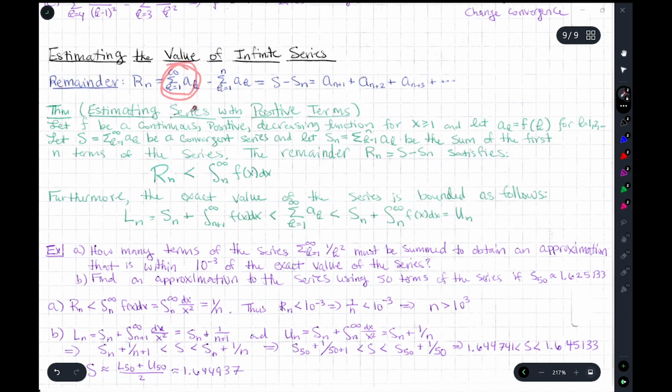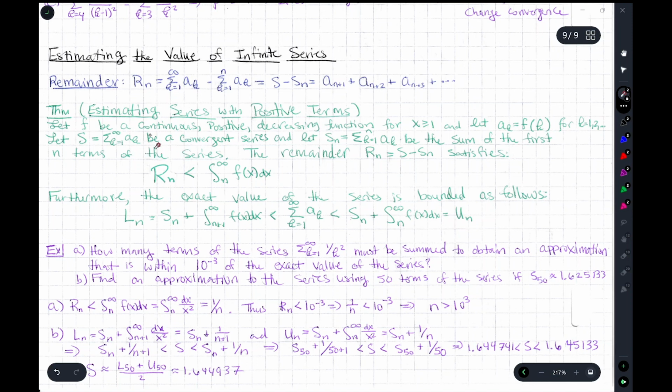Here's our infinite series, and we're going to subtract out the first n terms, okay? So if S is the sum of the infinite series, Sn is the partial sum of the first n terms. And so the remainder is basically the remaining terms outside of that partial sum. So you start from n plus 1, and then you go to n plus 2, n plus 3, and on to infinity. Okay, that's the remainder.